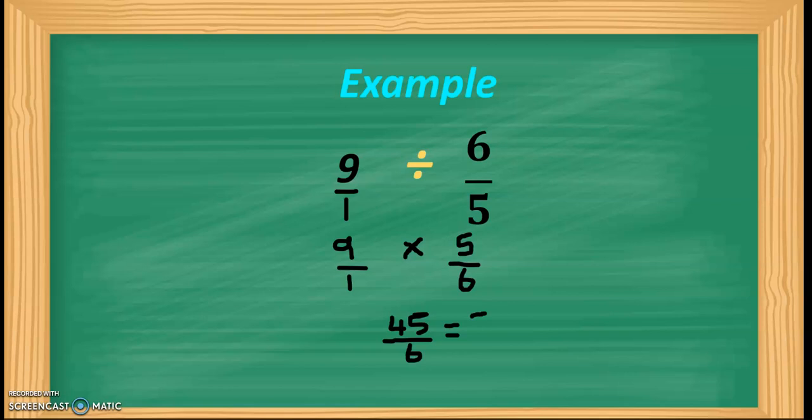Very good, 7. With a remainder of what? With a remainder of 3. And our denominator will still be 6. So remember, once you're changing from an improper fraction to a mixed number, you have to divide the denominator into the numerator, and then you're going to put your answer as the whole number, and then the remainder will become the numerator, and the denominator will still remain the same.